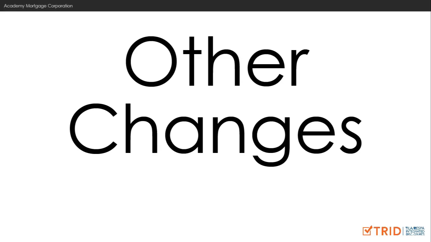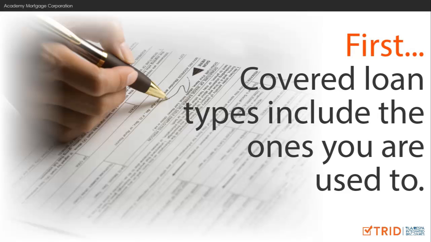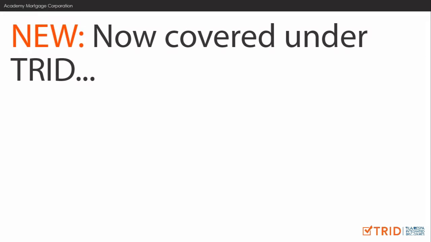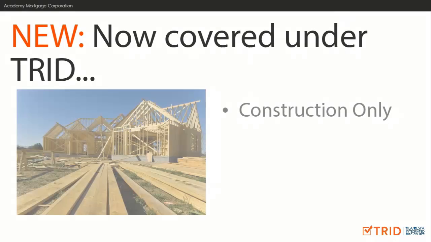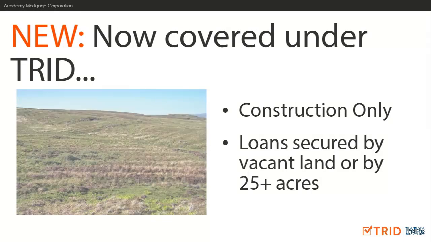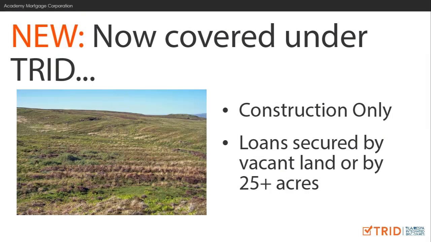In addition to the new forms, there are some other changes to be aware of. First, covered loan types continue to include the close-end consumer credit transactions you're used to. What's new is that the following previously exempt loan types are now covered: construction-only loans, and loans secured by vacant land or by 25 or more acres.